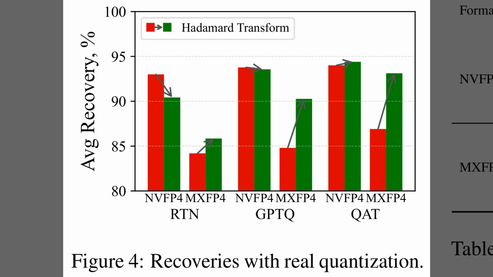Figure 4 shows the same pattern under real kernels, highlighting how the Hadamard transform changes recovery. The overall chart reports average recovery, where NVFP4 stays highest and MXFP4 improves when rotations are used. On the left, the round to nearest group shows that adding the Hadamard transform hurts NVFP4 but helps MXFP4. In the middle, GPTQ remains strong, with a small boost for MXFP4. On the right, quantization-aware training adds limited gains, again larger for MXFP4.